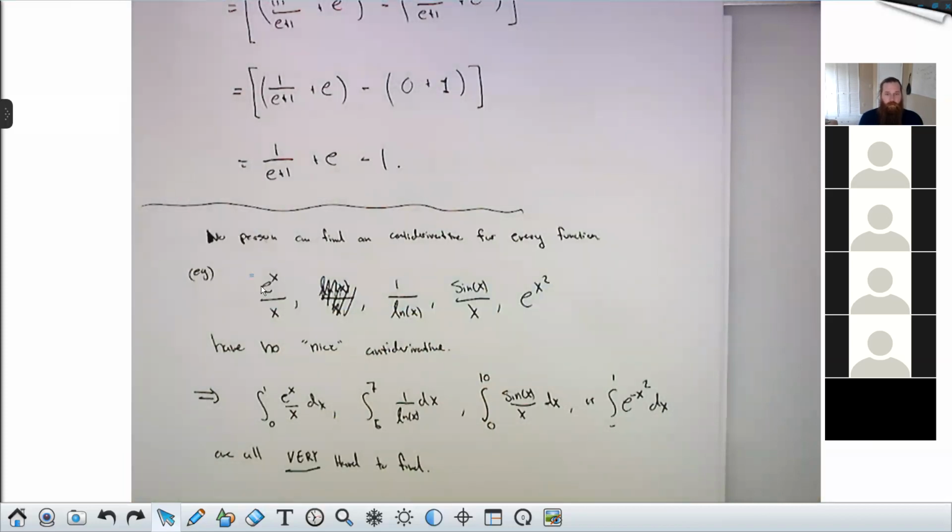When you get towards the end of Calc 1, I'll show you how to find antiderivatives for this, this, and this. But they're not going to be nice. They're going to be quite complicated looking. And this guy is even more elusive. If you find an antiderivative for this, I know a handful of analytic number theorists that would love to hear from you.